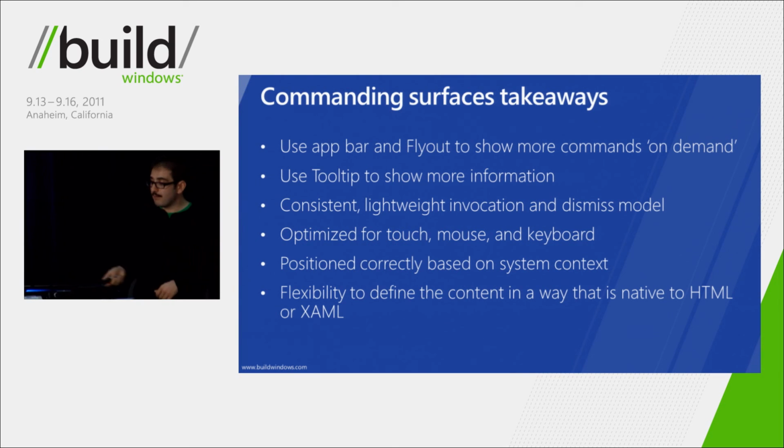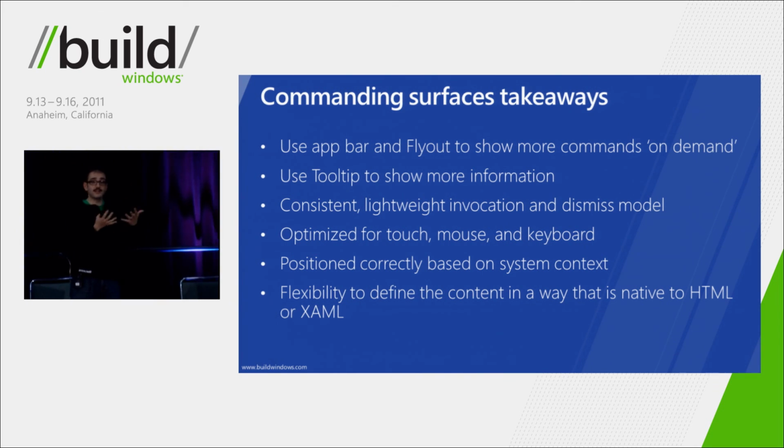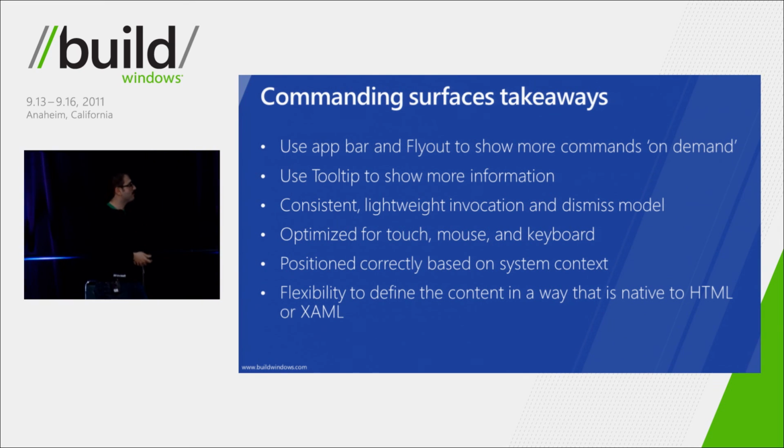We showed you the app bar and the flyout. Those are really the controls to use to show more commands on demand. This will be very common across a lot of applications. Take advantage of that to let the main surface of your app be Chrome-free and focus on the main purpose of your app. Tooltip for more info. Using these things, you'll get a consistent, lightweight interaction model, a dismiss model.